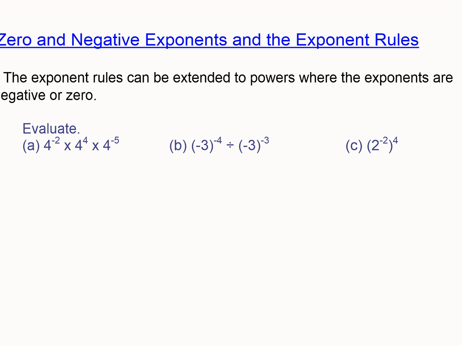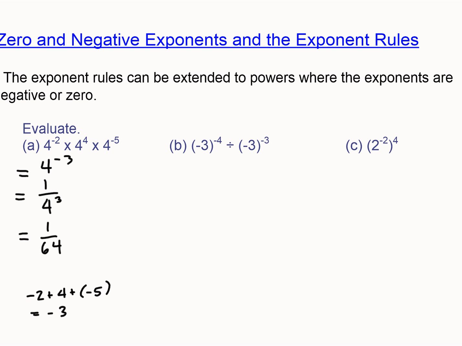What happens when you have exponent rules? Well, you do the same thing. If the bases are the same and you're multiplying, you add the exponents. So in this case, the bases are all 4. We're multiplying. We can add. So -2 plus 4 plus -5 is -3. So that becomes 4 to the -3. Then we can evaluate that. And how do we evaluate it? Well, we make the exponent positive by using the reciprocal, and we get our answer.